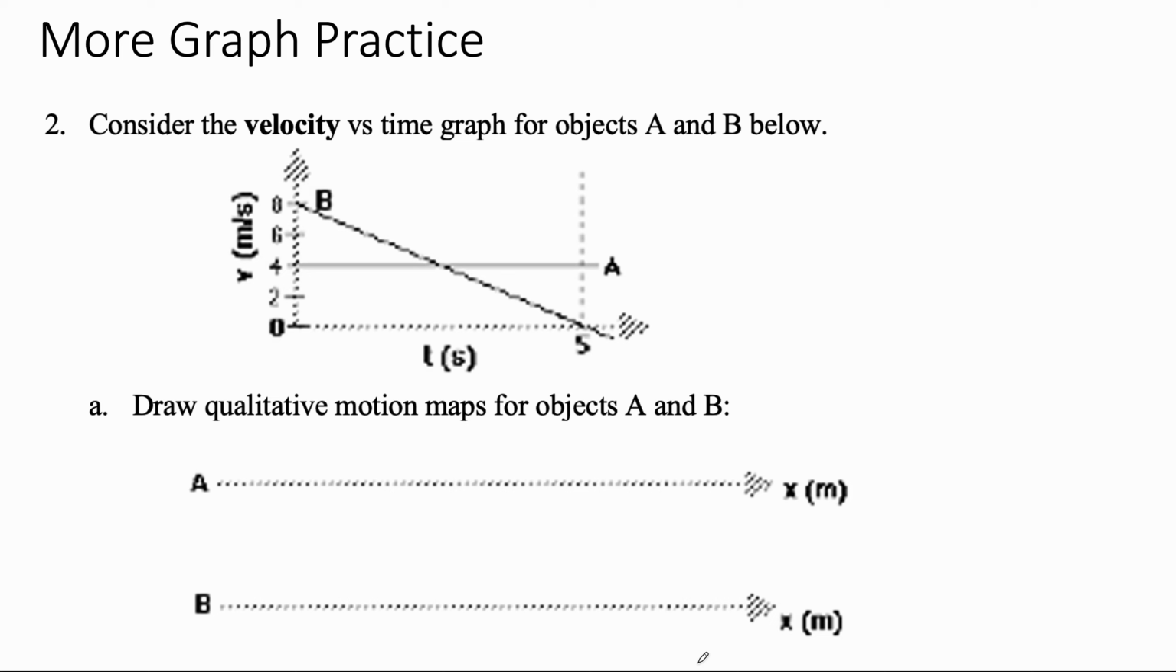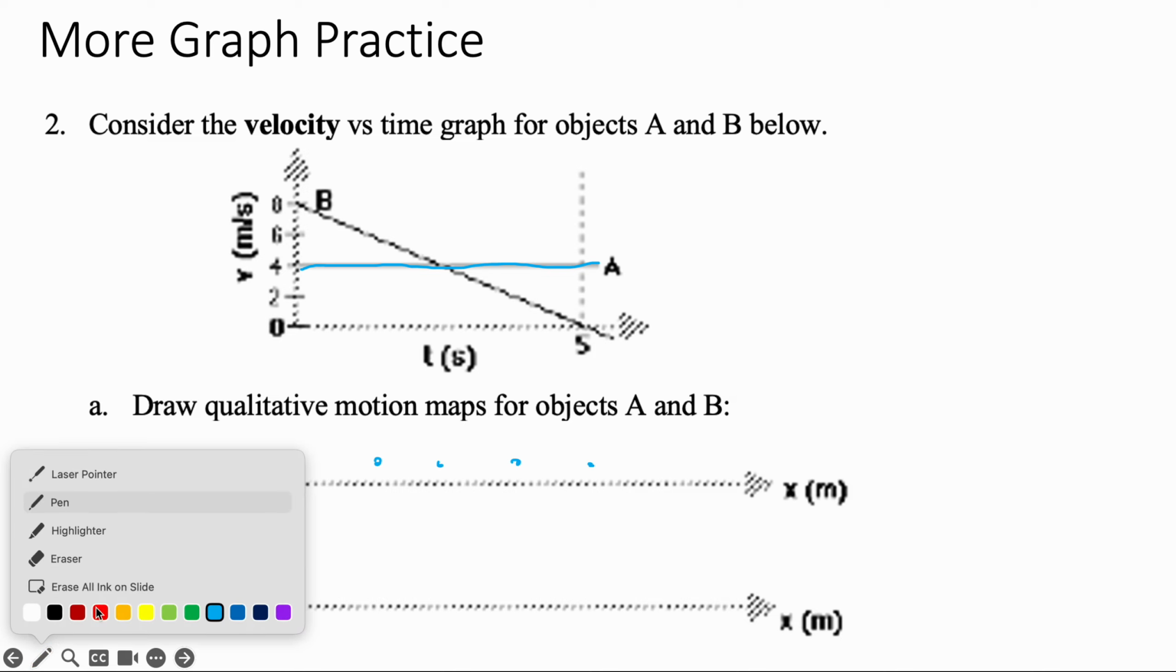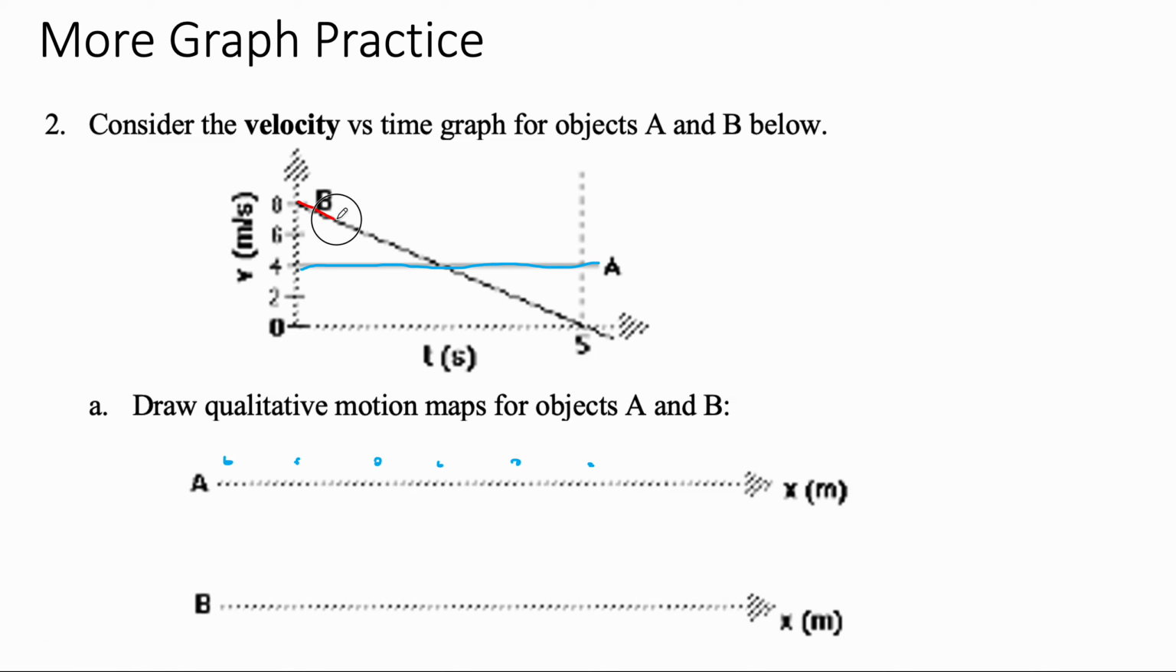And now, take a look at this one. Now be careful, this is a velocity versus time graph. What does this mean? It means A is going at a constant 4 meters per second the entire time. And so if you graph it down here, it would be equally spaced as you're drawing it. And B, what's happened to B? It starts out at 8 meters per second, and it slows down to 0 after 5 seconds.